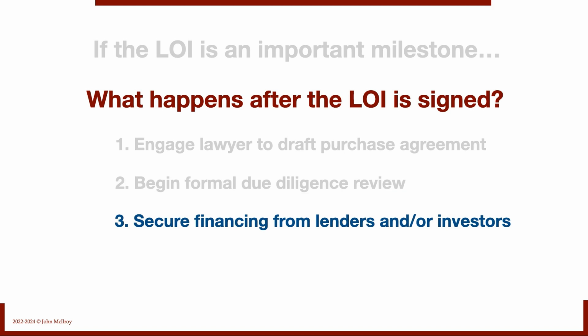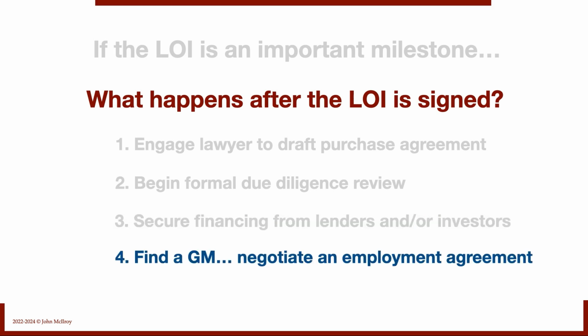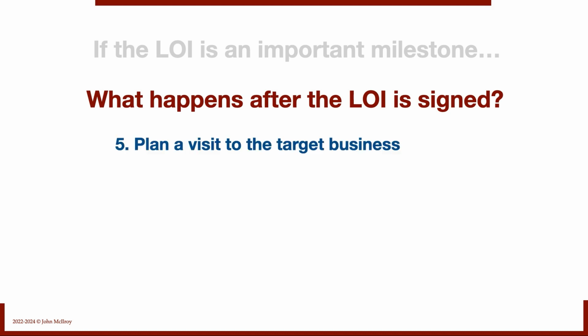Number three, we're going to secure financing from lenders and/or investors for the closing payment. We did mention that some sellers won't sign an LOI until they have a term sheet. So for those folks, we had to start early. Everybody else, we get started on the financing. Number four, we've got to find someone to run the business, find a GM, and negotiate an employment agreement with them. Number five, we've got to plan a visit to the target business, especially if we haven't been there yet.